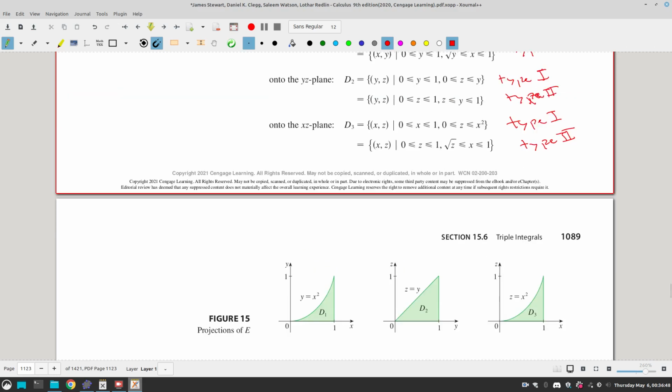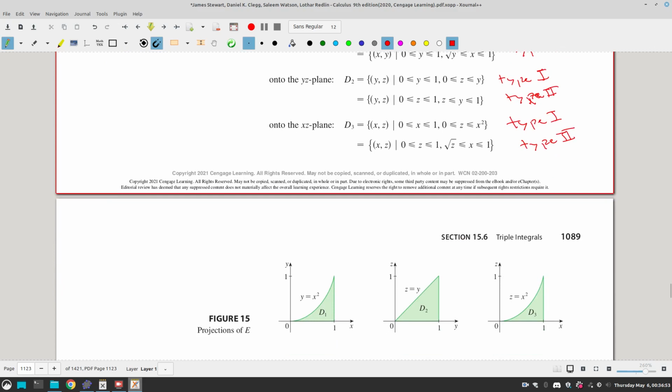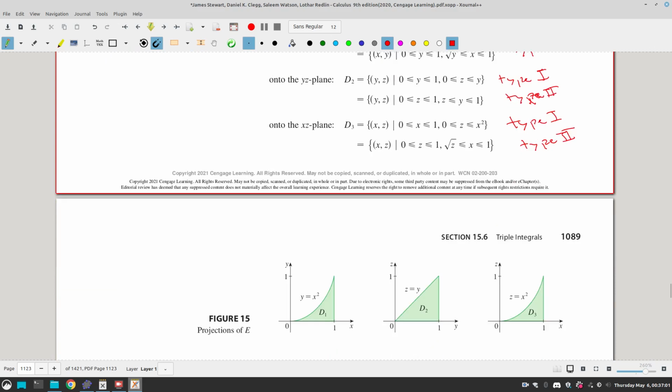So the projection on the yz plane is of course y equals... So when we're talking about the projection on the yz plane, this x square is excluded, of course.